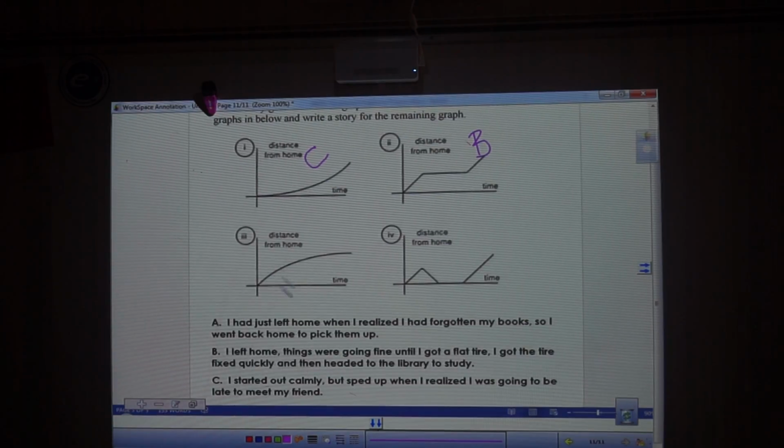All right, so let's decide. I just left home, when I forgot about my books. Okay, so I went back home. Which one of these shows going back home? Did I head back home? Because notice, this is home. So I just left home when I realized I'd forgotten my books. So what did I do? I went back home to pick them up, and then I was at home for a little bit, and I went ahead and went to the library. So this would be A. You really got to pay attention to what the X and Y variables represent.